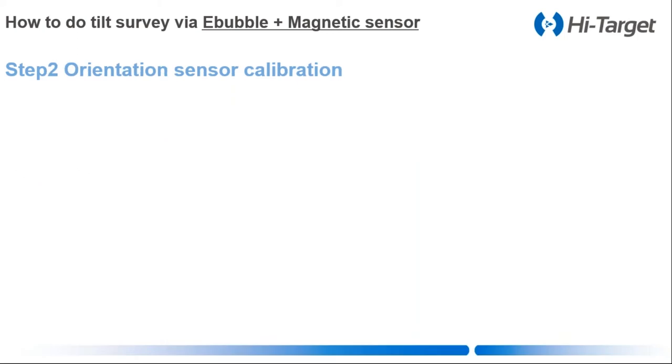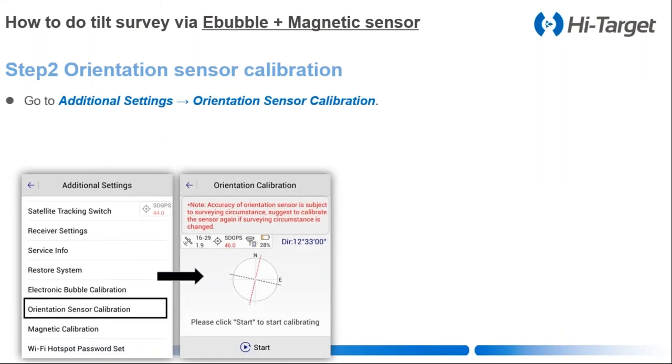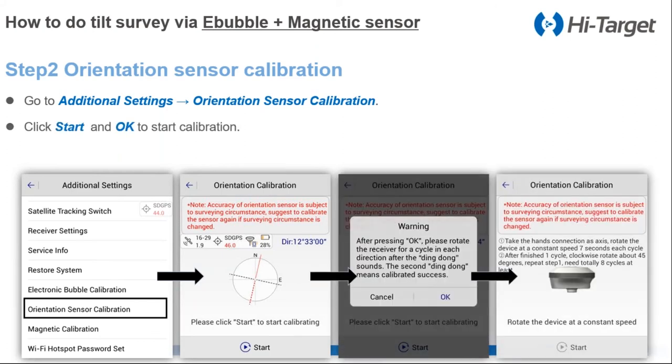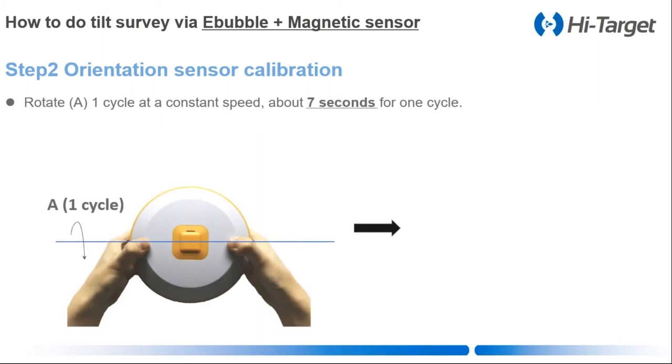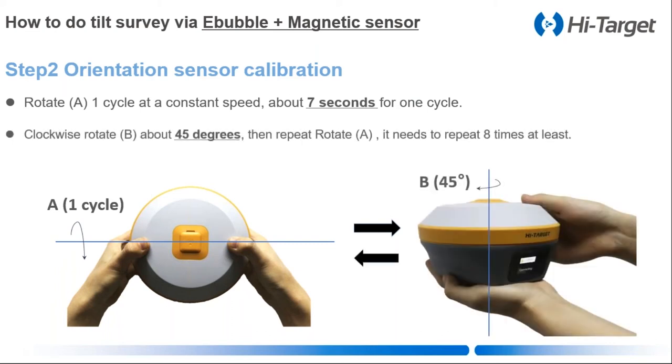Step two, orientation sensor calibration. This step will need more seconds and patience. Rotate the receiver one circle, just like picture A, and then rotate 45 degrees, like picture B, and repeat A and B about 8 times to finish.